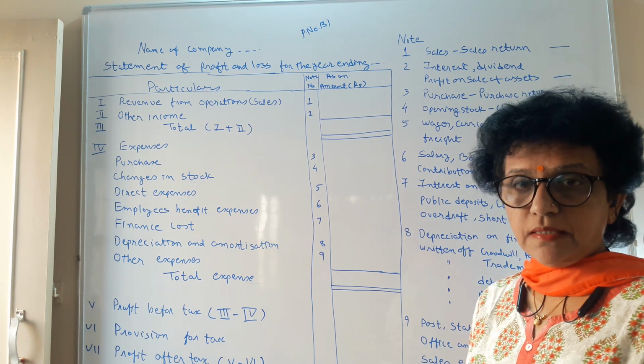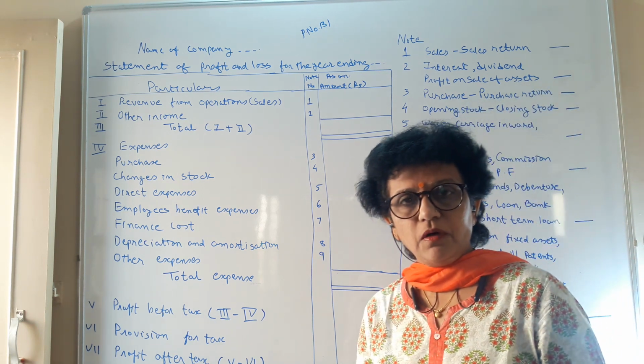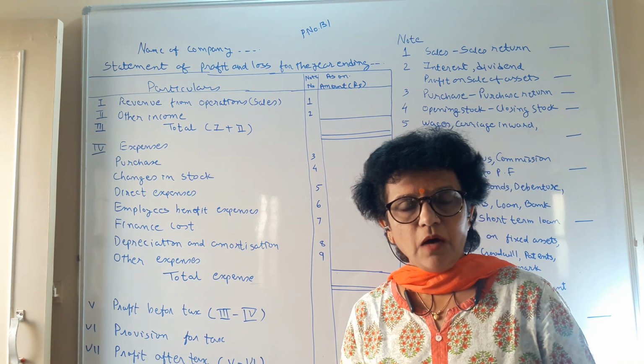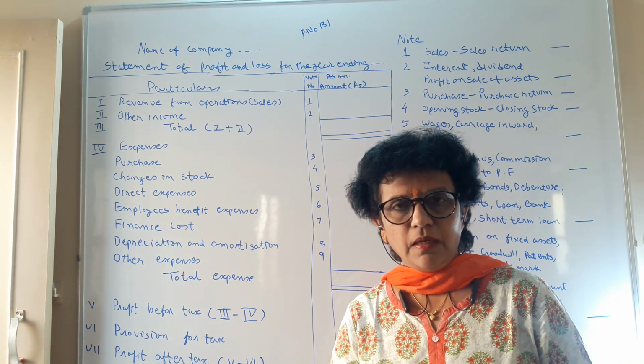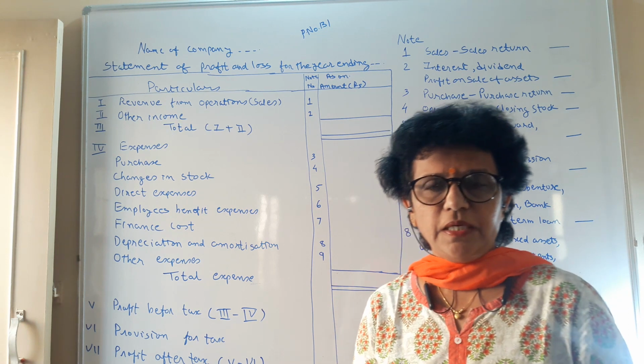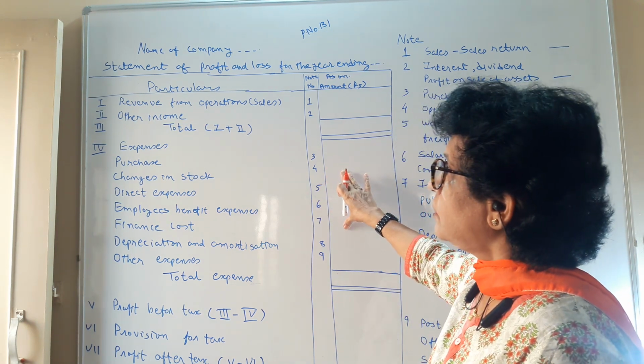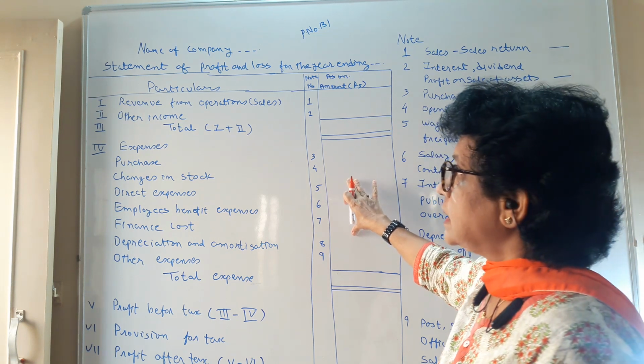Now let us understand the specimen of profit and loss account. In company's final account, we have learned how the balance sheet is to be prepared, and we have learned the headings and subheadings of the balance sheet. Now today we see the specimen of the profit and loss account.